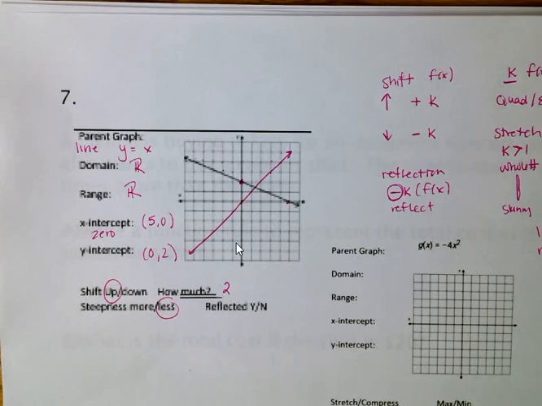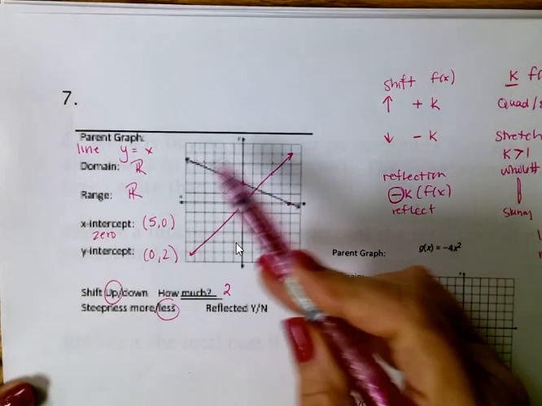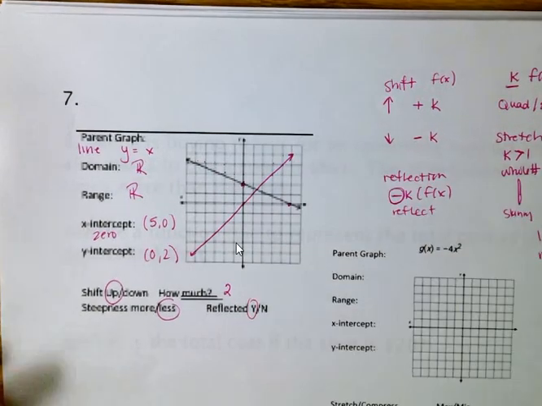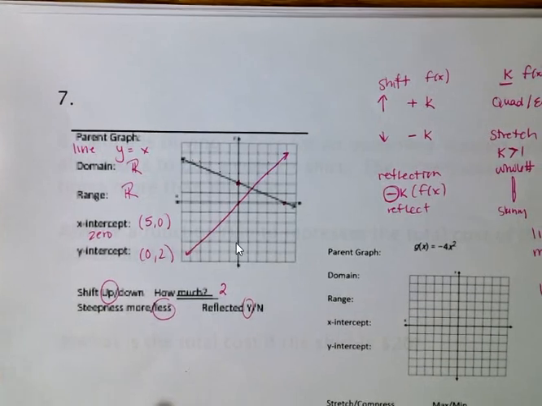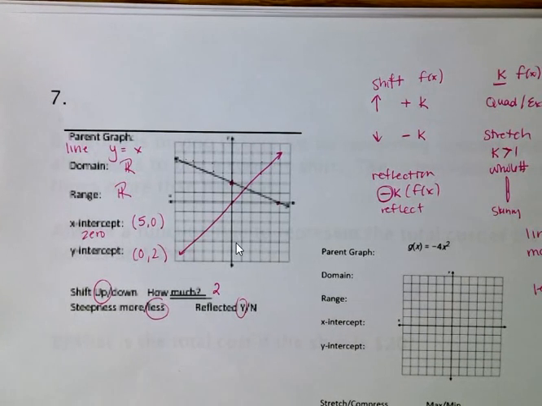Now, is it reflected? Well, yeah. This one has a positive slope, this one has a negative slope, so of course it's reflected. When you're given the picture, it's a little bit harder to see the steepness. But you've got to kind of look at it. Is it really stark or is it really flat?